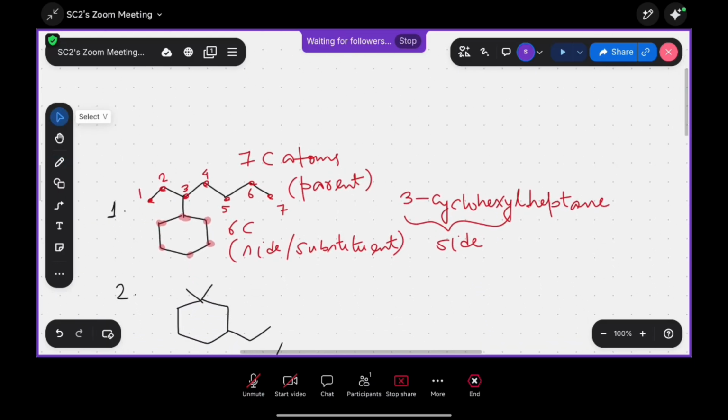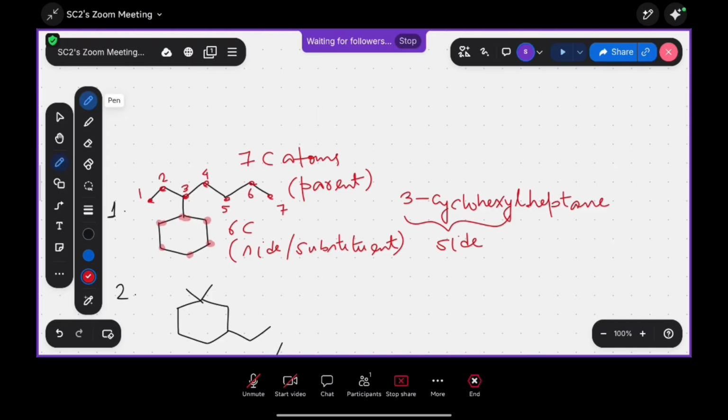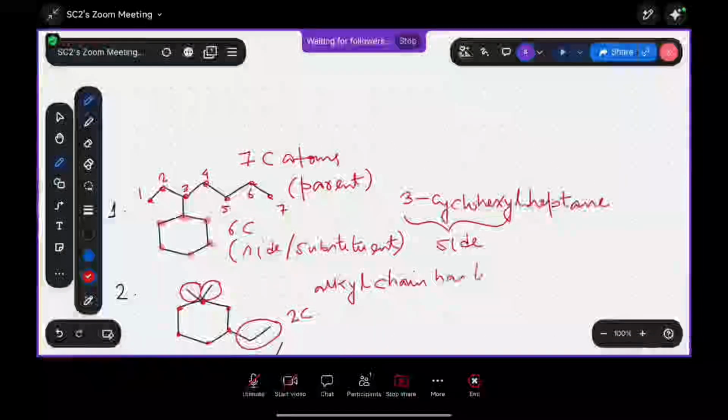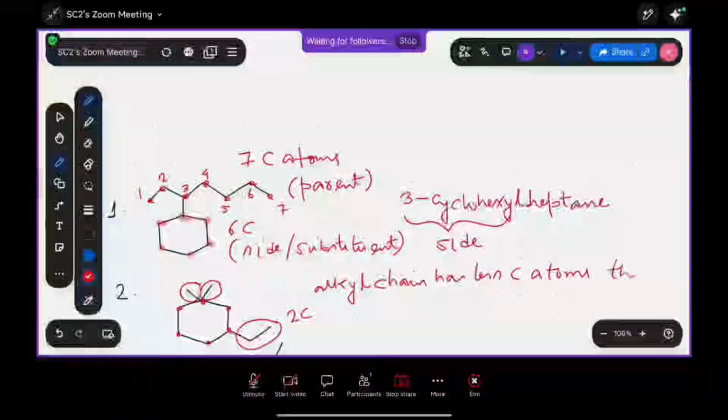Now let's move to the second example. What can you see from the second example? The second example shows that the ring is having 6 carbon atoms, whereas the alkyl chains are having fewer. There are 2 alkyl chains. This is one alkyl chain having 2 carbon atoms, and this is one, and this is one, which means that the alkyl chain has less carbon atoms than the ring.